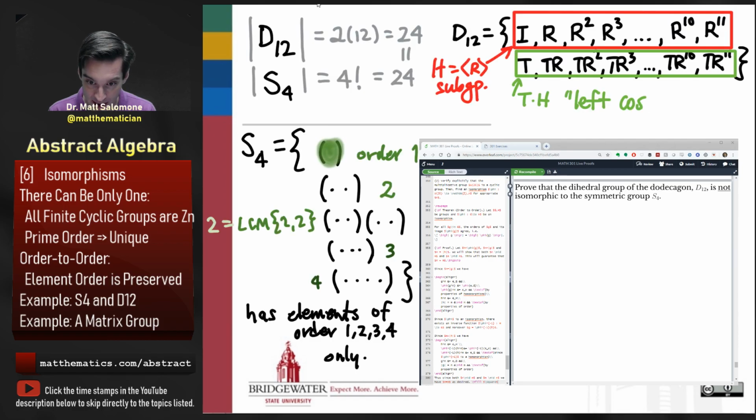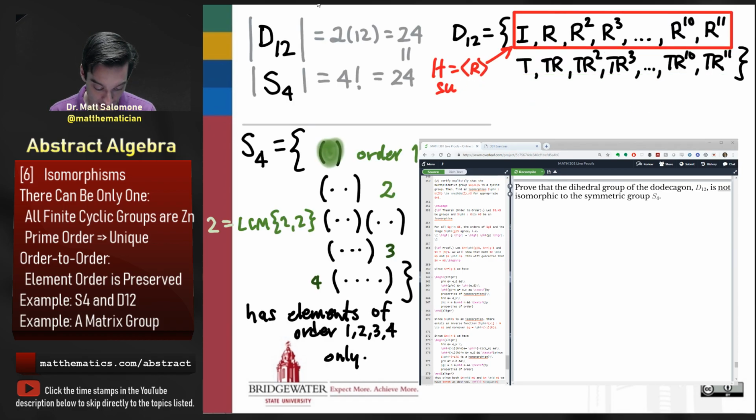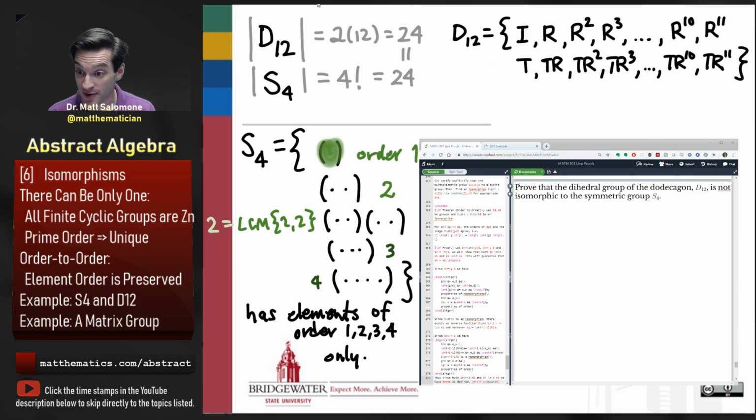But why we care is we want to do the same thing for D12 that we did for S4 a little while ago. We want to say, what are the orders of all these elements? What orders of elements exist in D12? And remember, we're looking for differences between D12 and S4. So let's start looking at some orders of elements. Maybe starting with the identity. Well, the identity is the low-hanging fruit. It's got order 1, in every group. t, the reflection, is going to have order 2.